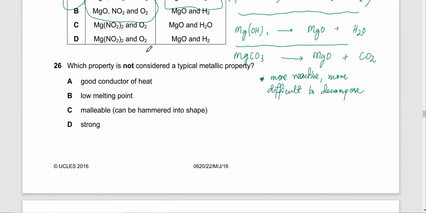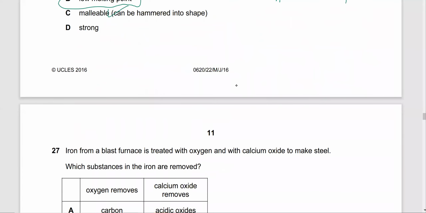नेक्स्ट वन इज व्हिच प्रॉपर्टी इज नॉट कंसिडर्ड अ टिपिकल मेटालिक प्रॉपर्टी. तो टिपिकल मेटालिक प्रॉपर्टी ये तो है, गुड कंडक्टर ऑफ हीट भी है. लो मेल्टिंग पॉइंट इज डेफिनेटली नॉट अ मेटालिक प्रॉपर्टी. मेटल स्ट्रॉन्ग भी होते हैं.